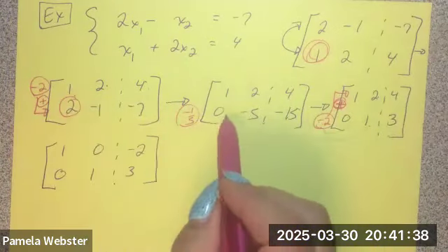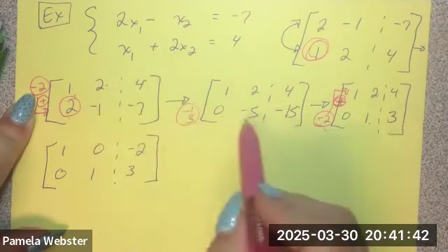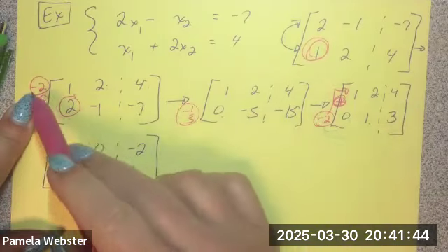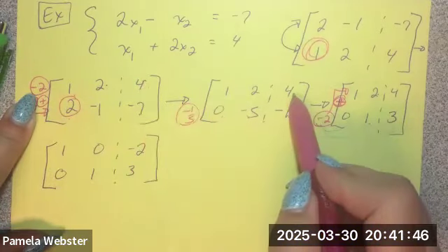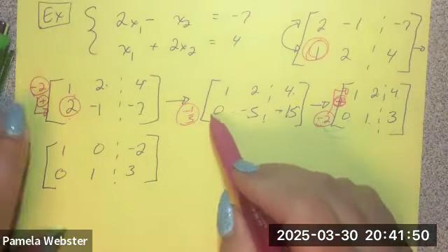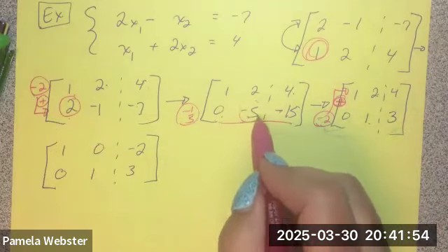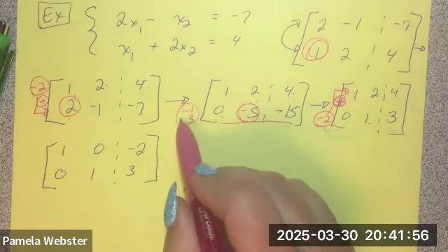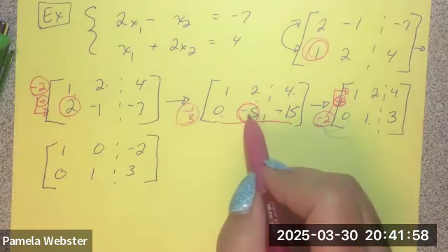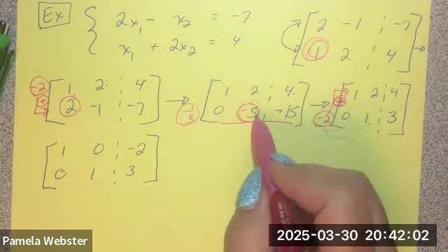So -2 and 2 is 0. -2 times 2 is -4, and -1 is -5. -2 times 4 is -8, plus -7 is -15. Oh, that looks nice on the bottom row. I want a 1 right here. So -1/5 is what I multiplied by, or you can think divide by -5. It needs to be negative though, because there's a negative.